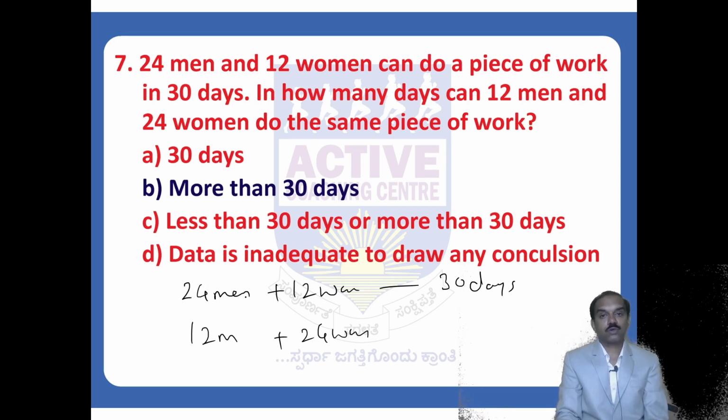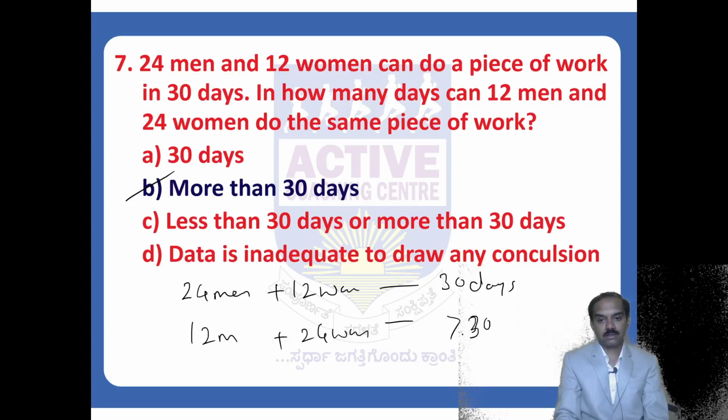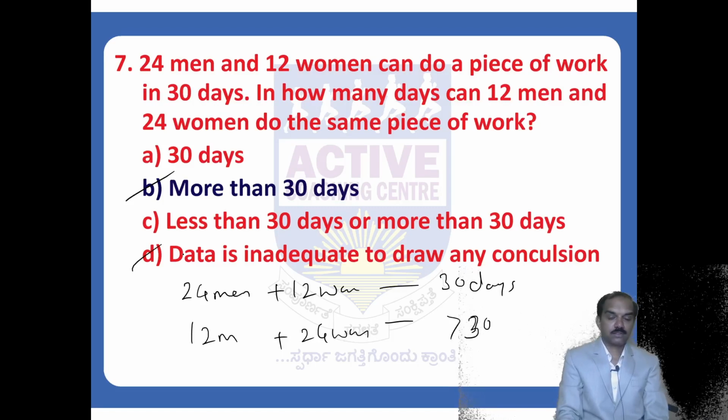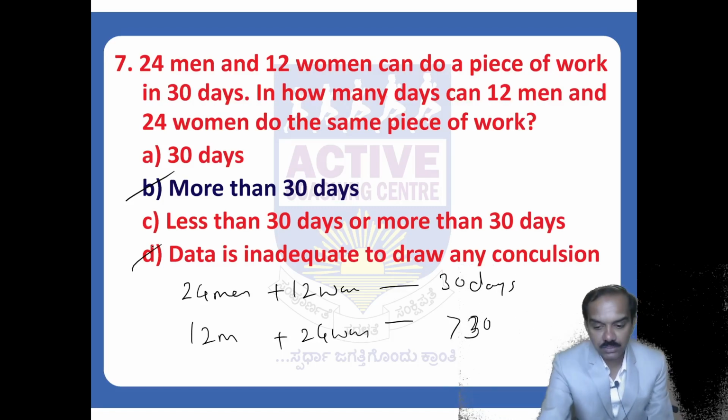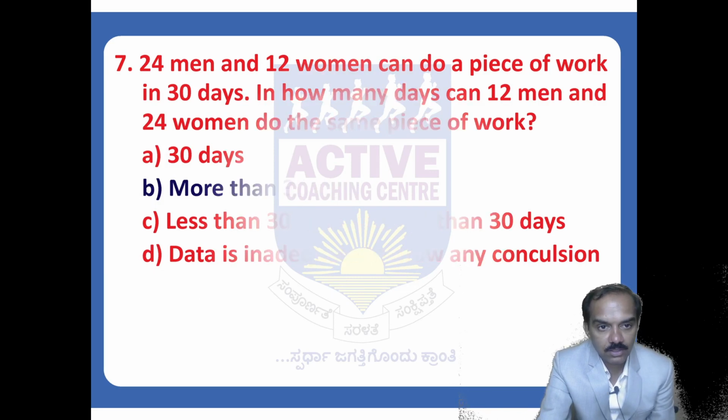When you use the words like A and B, their capacities are different. When we use the words man and woman, their capacities are different. And it is a universally accepted fact that men's capacity is always more than the capacity of women. Therefore, naturally they will be taking more number of days, more than 30 days. So I will go with more than 30, but still D is also correct because the data is not sufficient to take any conclusions here.